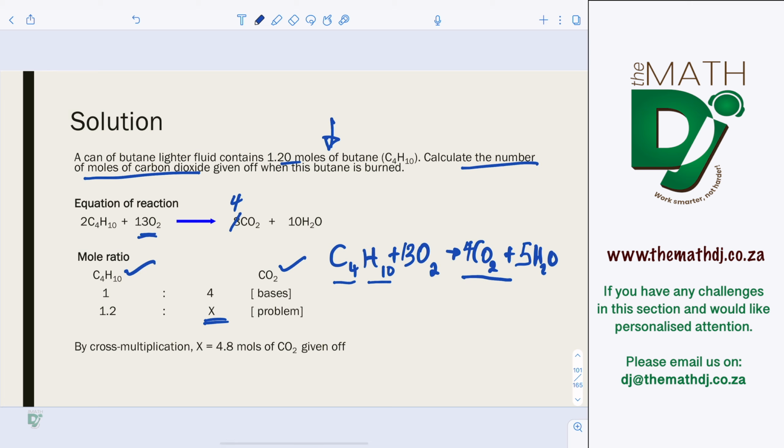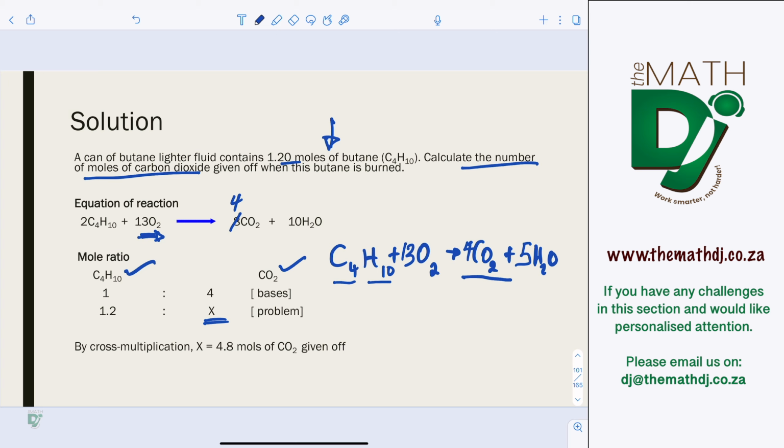Remember, the reason why we are not worried about the amount of oxygen is because it's reacting in the air, so the amount of oxygen in the air is unlimited, as opposed to the butane. So we are only worried about the relationship between butane and carbon dioxide. Since 1 mole gives 4, then 1.2 gives slightly more carbon dioxide.